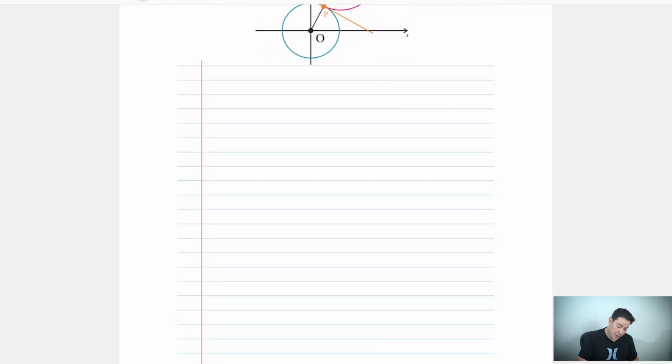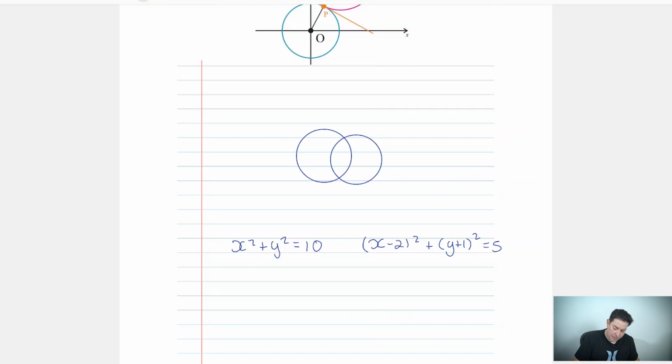There is an alternative method now that we can use to solve the problem. However, before we do that, I need to explain the concept to you. So let's say we have two circles. x squared plus y squared equals 10, and another circle, (x minus 2) all squared plus (y plus 1) all squared equals 5.